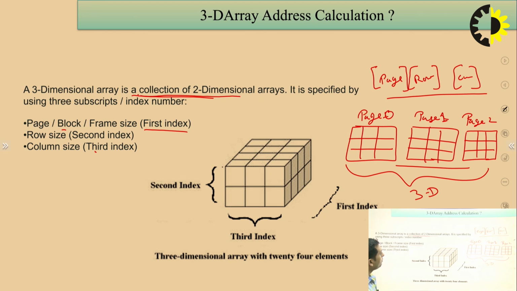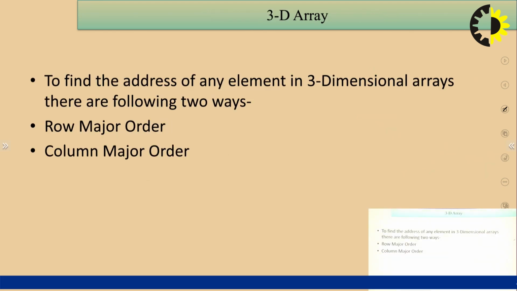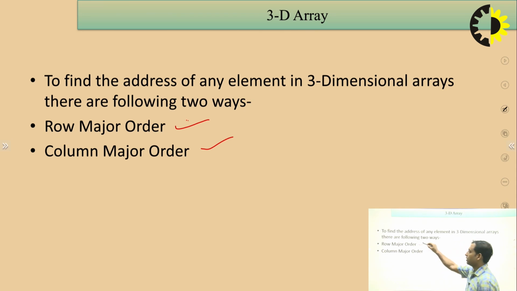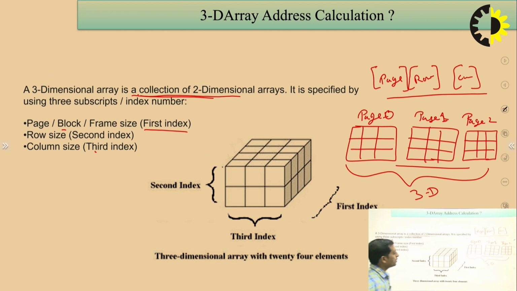Now how to find the address? To find the address of any element in the 3D array, there are the following two ways. As in the 2D array, with row major and column major, we can also find the address in the 3D array in two manners. One is row major, another is column major. So how to calculate in row major and how to calculate in column major? First we see what happens in row major.